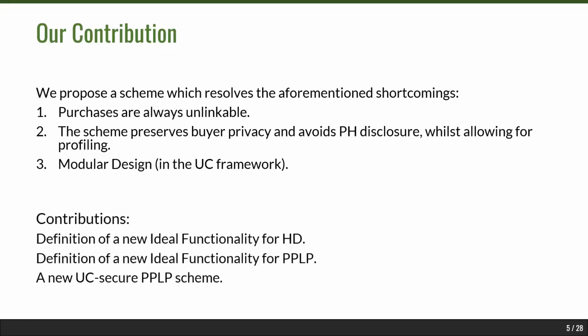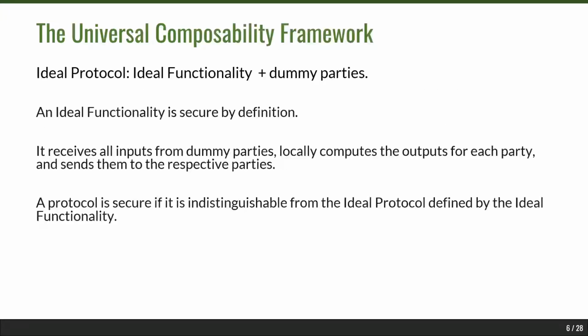So in this paper, we have come up with a new definition for an ideal functionality for what we refer to as a hiding database. And then we have a functionality for our loyalty program. And finally, we have a UC secure loyalty program scheme. We use the universal composability framework to design our protocols.